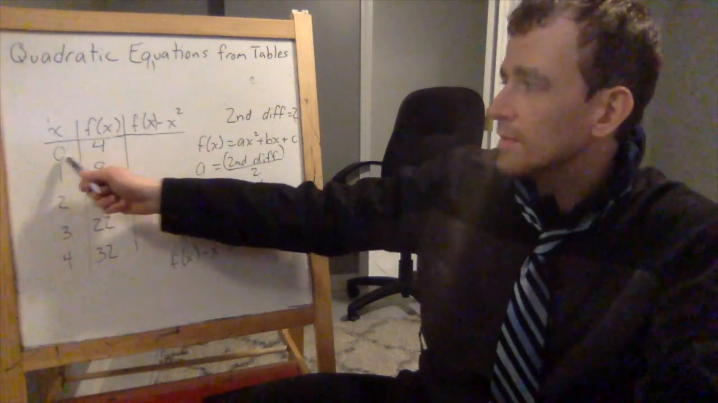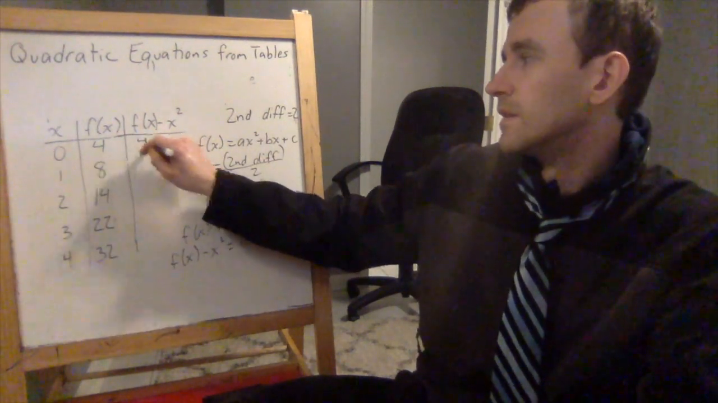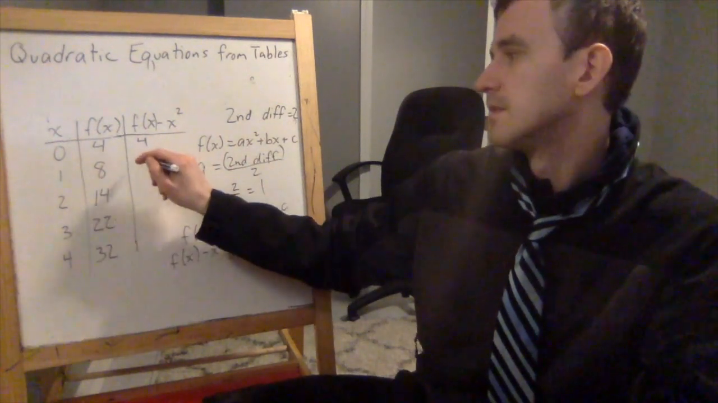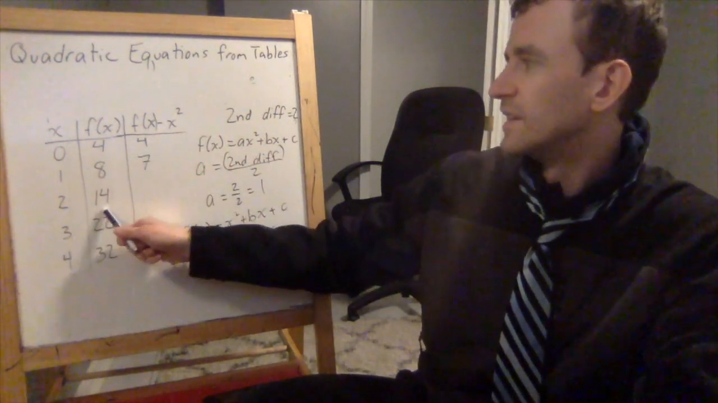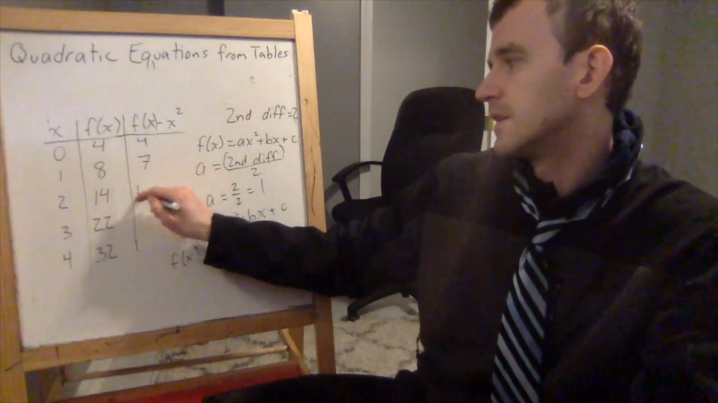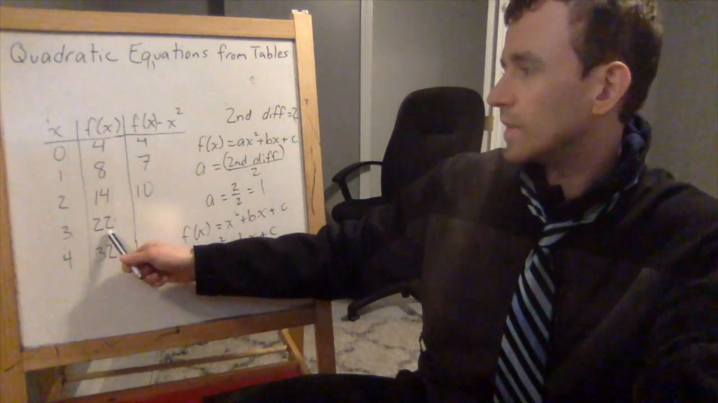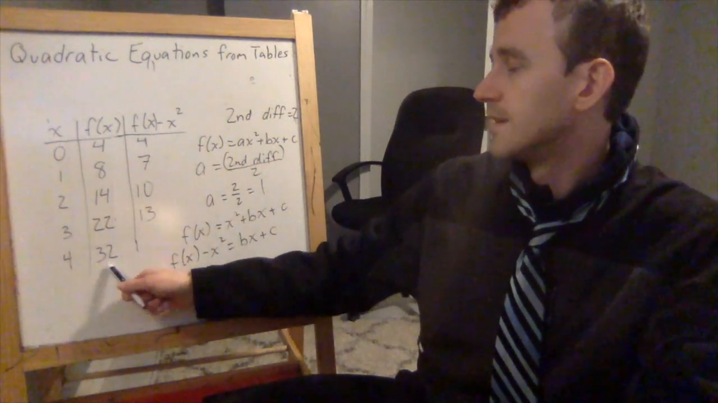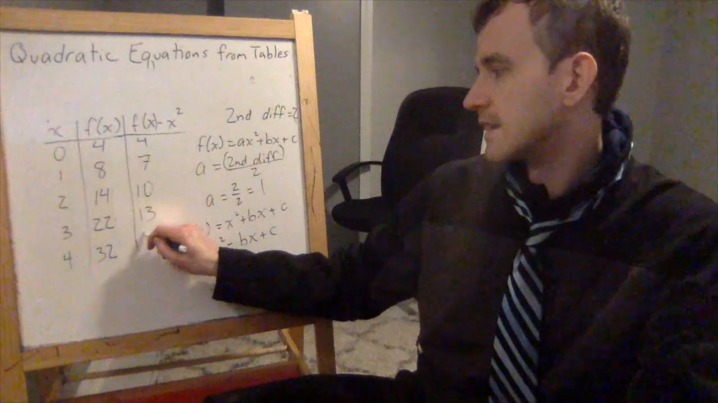F of x is 4, minus 0 squared is 4. 8 minus 1 squared is going to be 7. 14 minus 2 squared, 2 squared is 4, 14 minus 4 is 10. 22 minus 9 gets us 13. 32 minus 16 gets us 16.